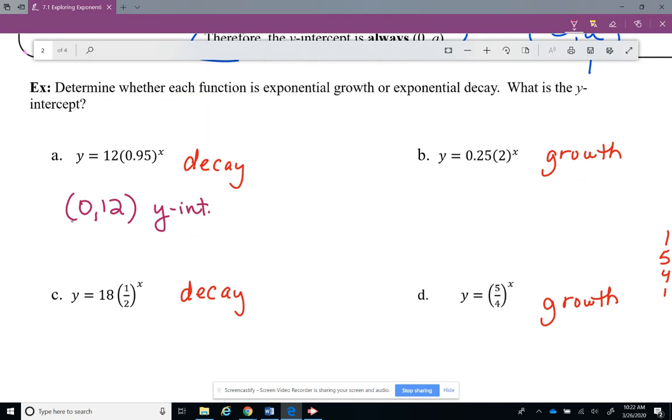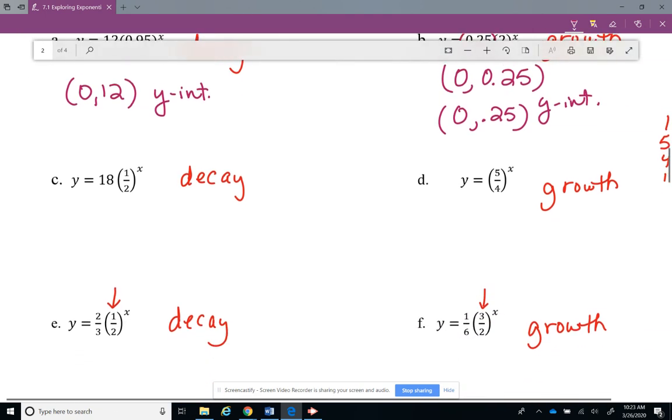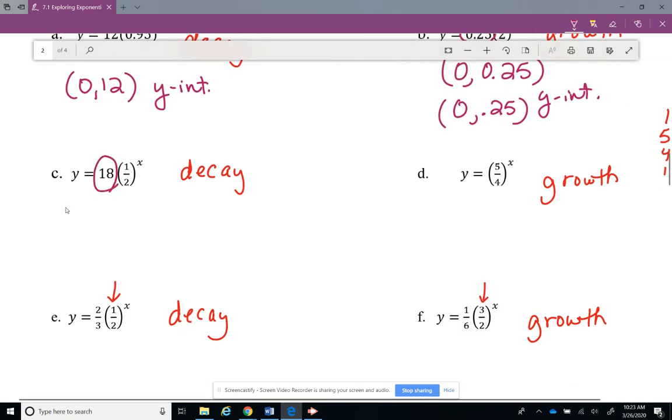All right, let's go to B. All right, this is the y-intercept. So I'll write it 0 and then 0.25. Now I'm okay with you putting 0.25 either way. It is the y-intercept. All right, C, we're looking here. That's the y-intercept. The y-intercept is 0, 18. That's the y-intercept.